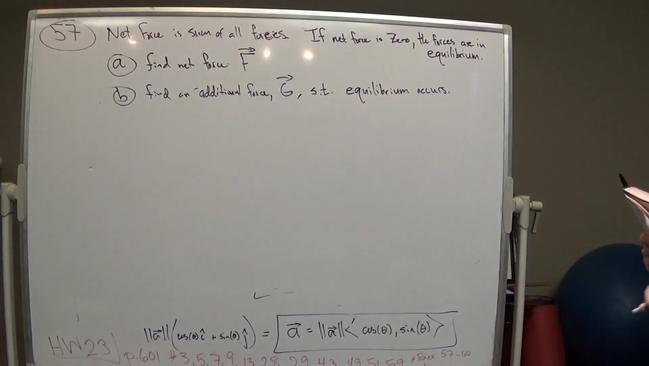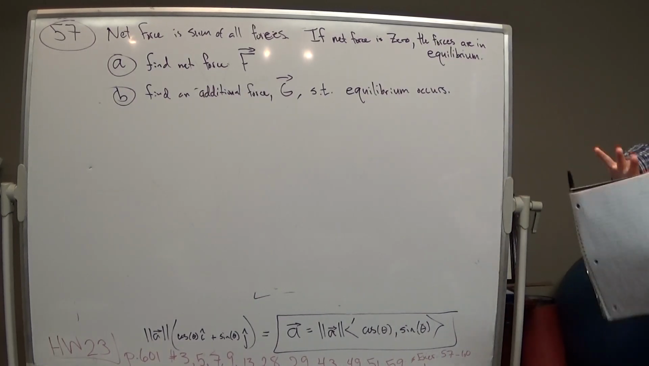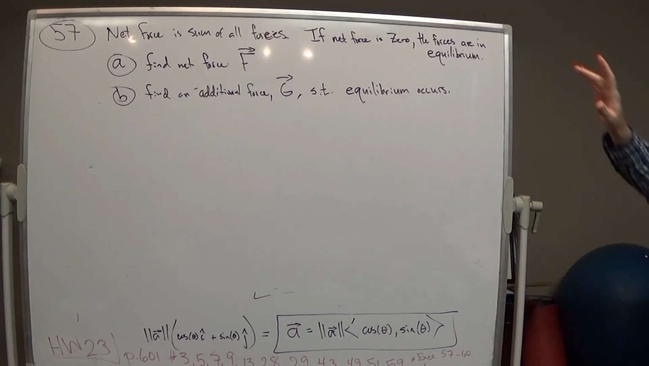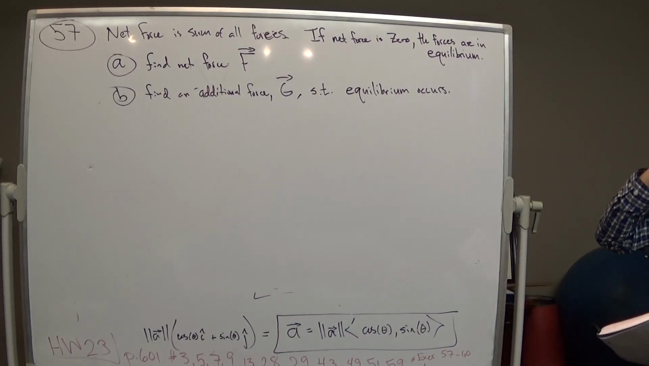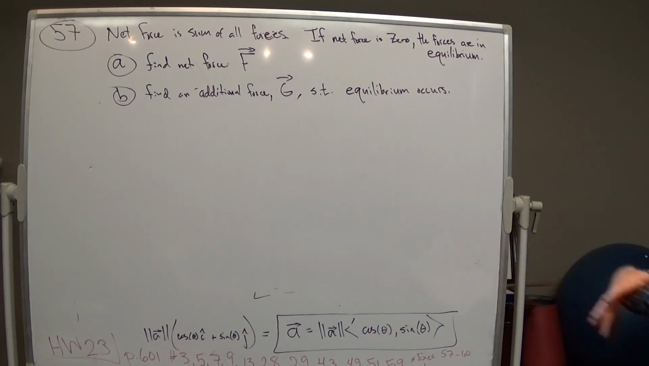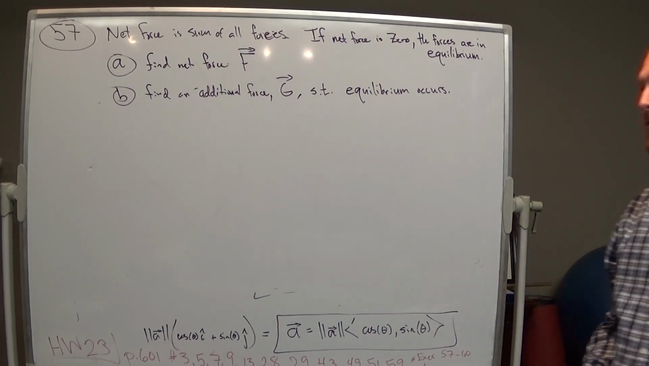And then they're going to give you a bunch of vectors. What's equilibrium? Equilibrium is when the net force is zero. So, in other words, they're going to give you a bunch of forces, and we're going to do this just now. And then you need to find an additional force where everything equilibrates.